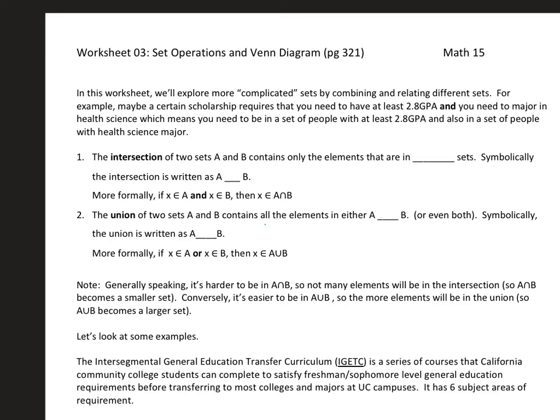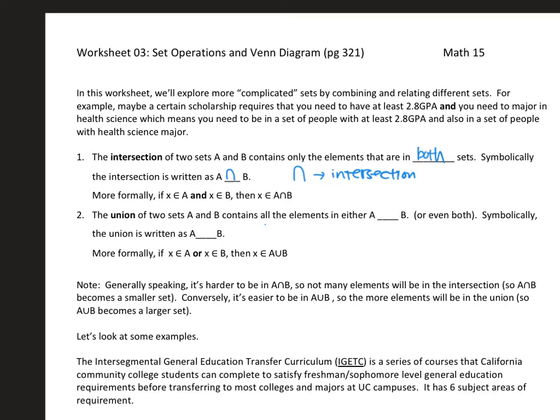So the first concept we're going to talk about here is the intersection. The intersection of two sets A and B contains only elements that are in both sets. Symbolically, the intersection is written as A intersection B. It's basically an upside down U.